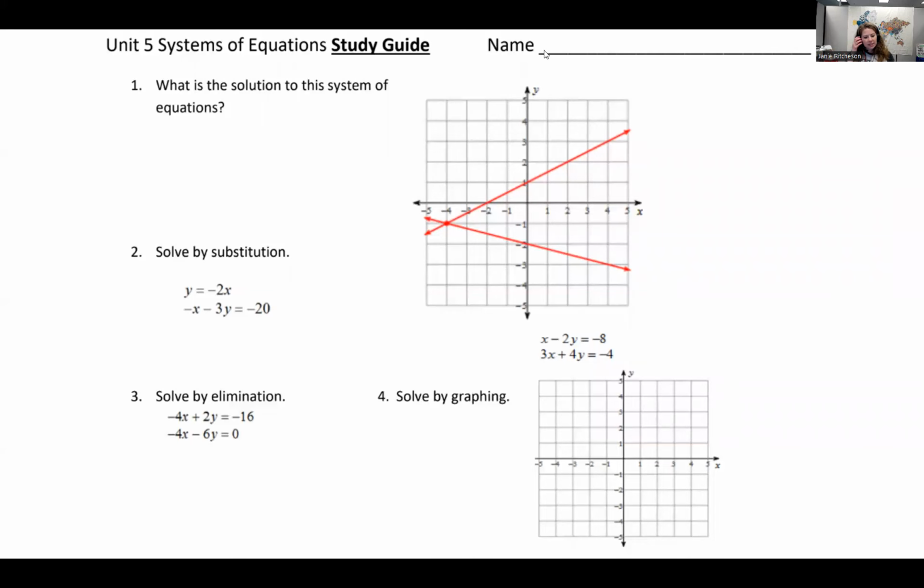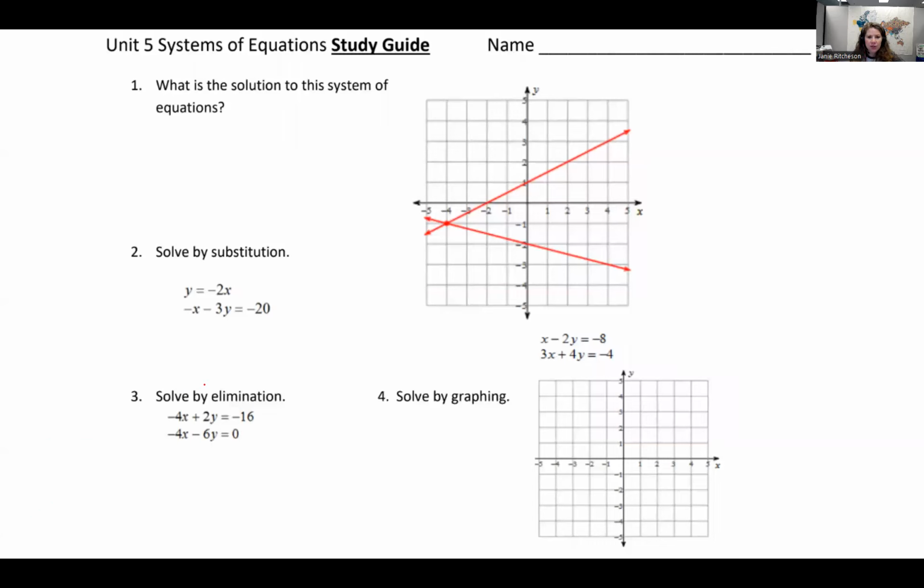Hey guys, so this is actually unit 7. I don't know why it says unit 5, but unit 7 systems of equations study guide. So let's get started. Number 1.